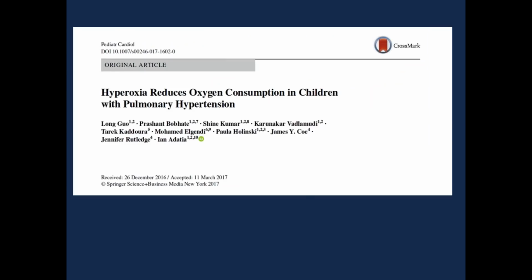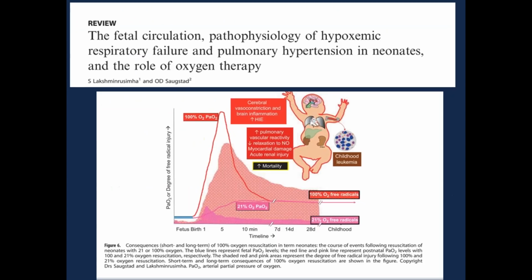Hyperoxia reduces oxygen consumption in children with pulmonary hypertension, and we have mentioned that with hyperoxia, with the assumed pulmonary hypertension and keeping your infant on higher target saturation, you will get much less oxygen consumption in all of the body organs, particularly the brain tissues.